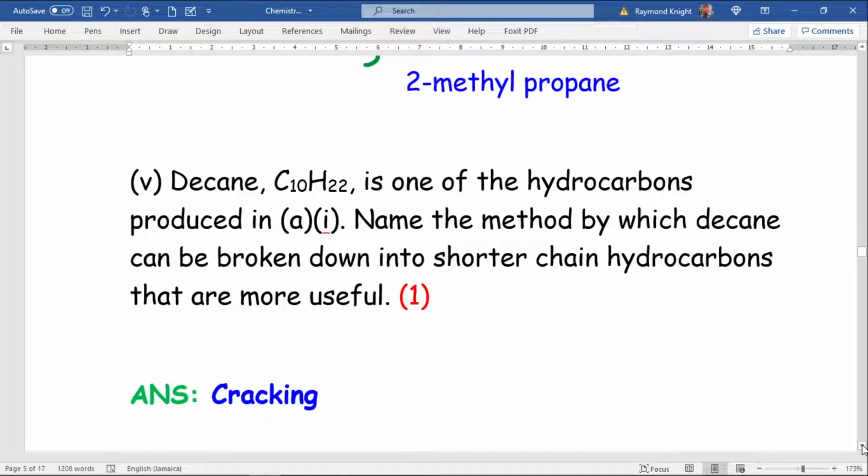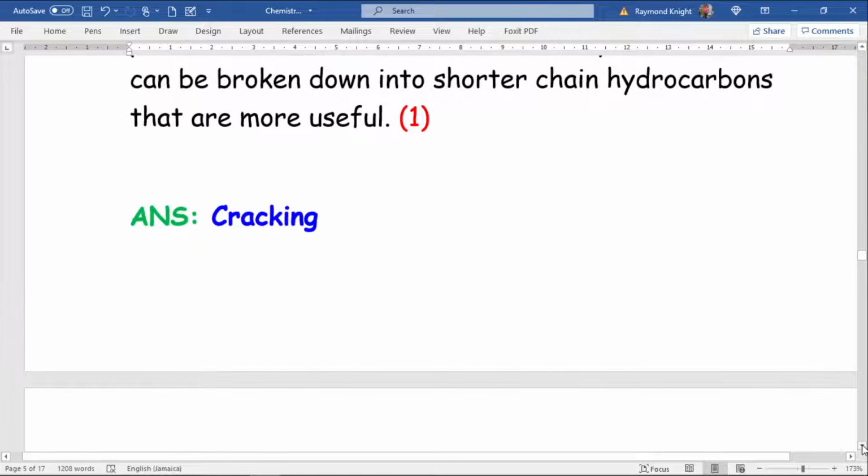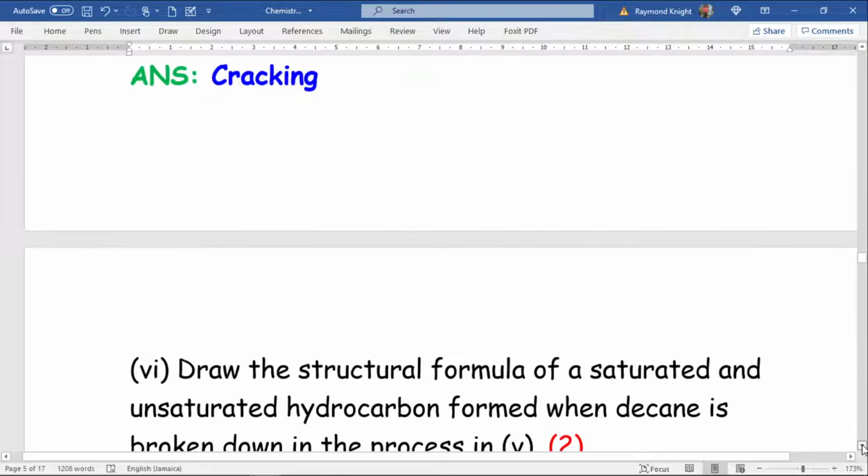Name the method by which decane can be broken down into shorter chain hydrocarbons that are more useful. This process is called cracking. So once you break larger organic molecules or hydrocarbons into smaller ones, it is called cracking.